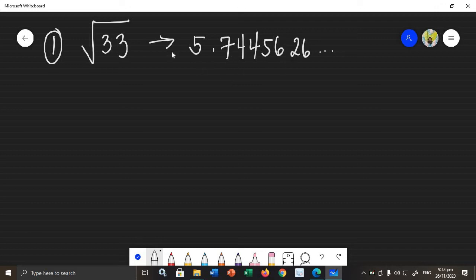5.74455626 and so on and so forth. As you can see, it will give us a non-terminating and non-repeating decimal. This is justifiable kasi square root of 33 is an irrational number.